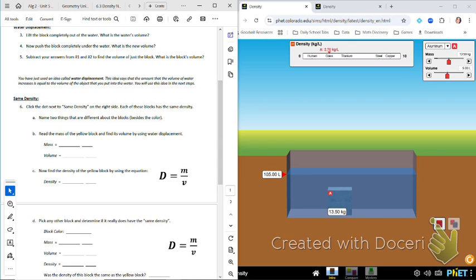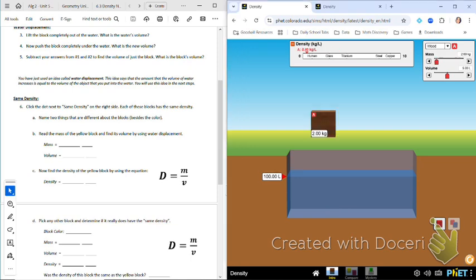If you're watching the video, pause and finish answering those questions. Okay, the next one says, we're going to go back to wood. Lift the block completely out of the water. So if I pick this up, what is the water's volume? So it's telling you over here. 100 liters.